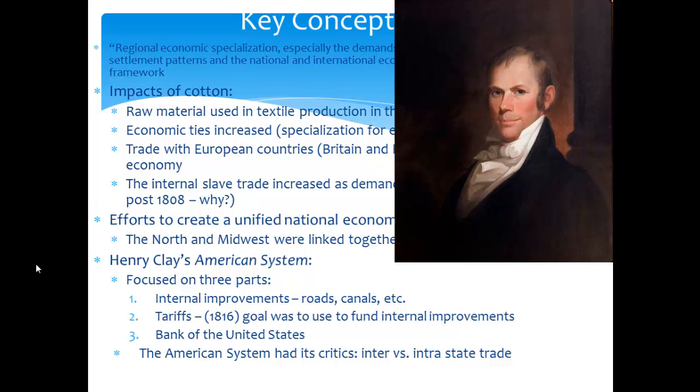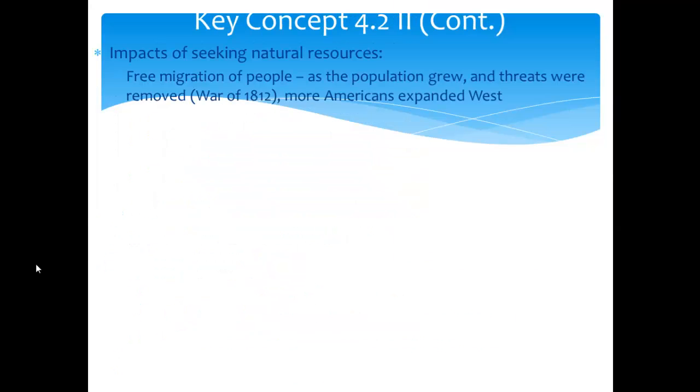And the American System did have its critics. There were people who debated the role of government in inter versus intrastate trade, meaning should the federal government fund intrastate improvements, meaning roads that ran only through one state. And Andrew Jackson is an example of that. He vetoed the Maysville Road project, which would fund the Maysville Road, which was entirely in Kentucky, Henry Clay's home state.